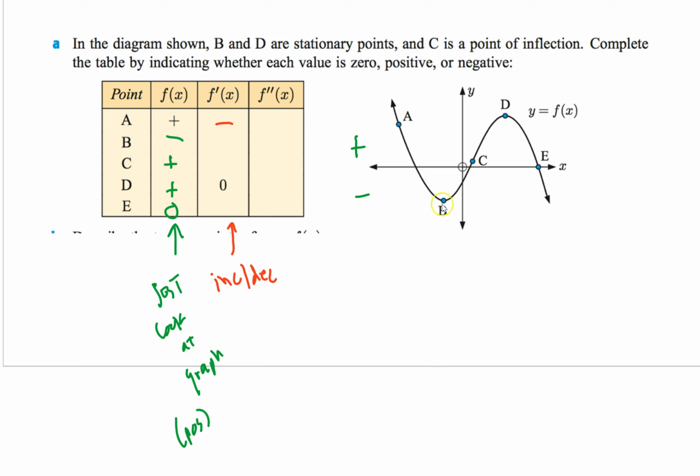At B, that's the tricky part. Notice that's a max or min. Those are the critical points. So it's not increasing or decreasing. It's like at the very bottom. So it's 0. Right? Remember when we take the derivative, you look for the zeros at the max and min. So it's not increasing or decreasing. C, it's going up. It's increasing, so positive. D, notice again, at a max or min, so 0. E, going down, so negative, decreasing.